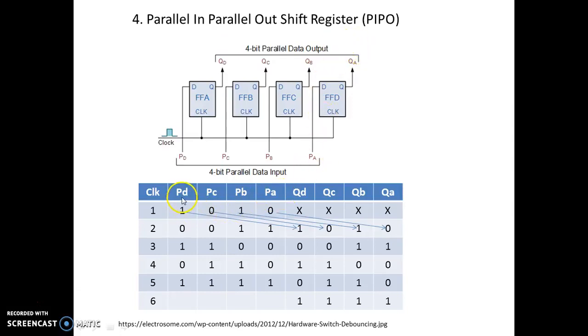So we can see here PC, PD, PB, PA as input. In the second clock we get 1 0 1 0 as the output. So whatever you give, 0 0 1 1, you get 0 0 1 1, and next 0 1 1 0, and the next time you get the corresponding output. So this is the example of the parallel in parallel out shift register.